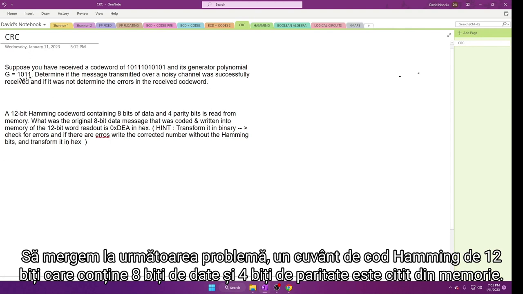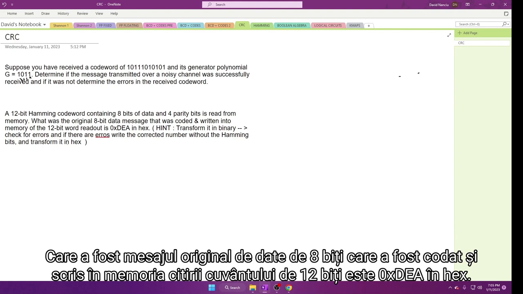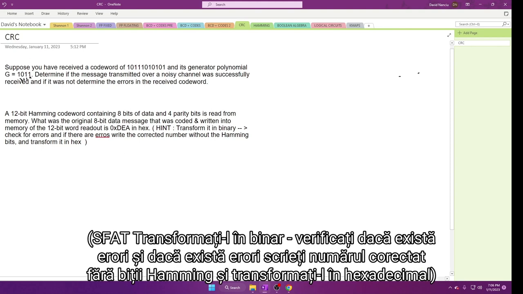A 12-bit Hamming code word containing 8 bits of data and 4 parity bits is read from the memory. What was the original 8-bit data message that was coded and written into memory if the 12-bit word readout is in hex DEA? We also have hints right here. Transform it in binary. Check for errors, and if there are errors, write the corrected number without the Hamming bits and transform it in hex.